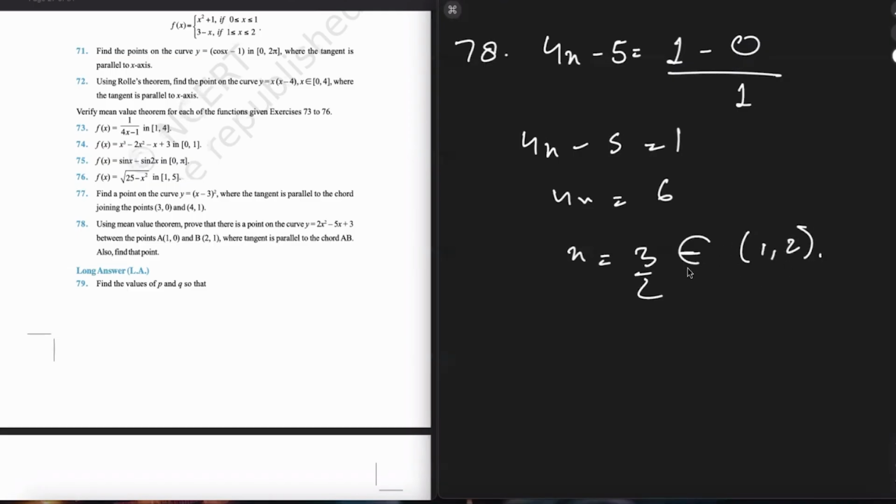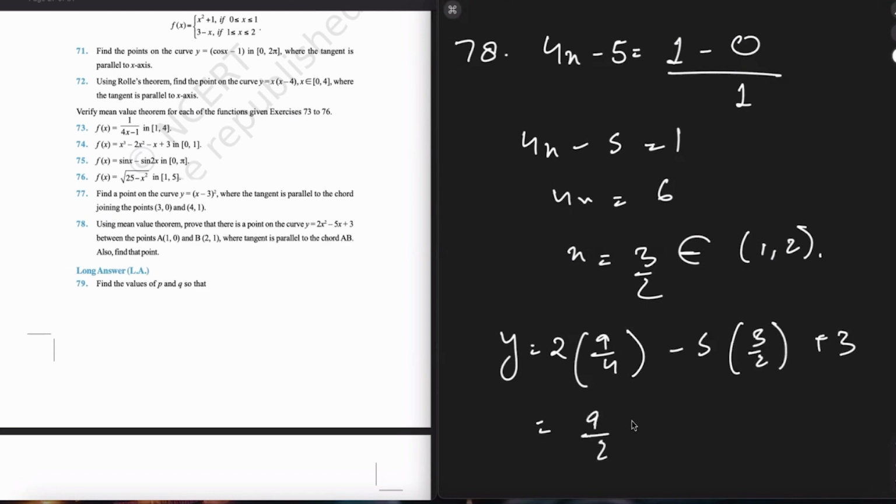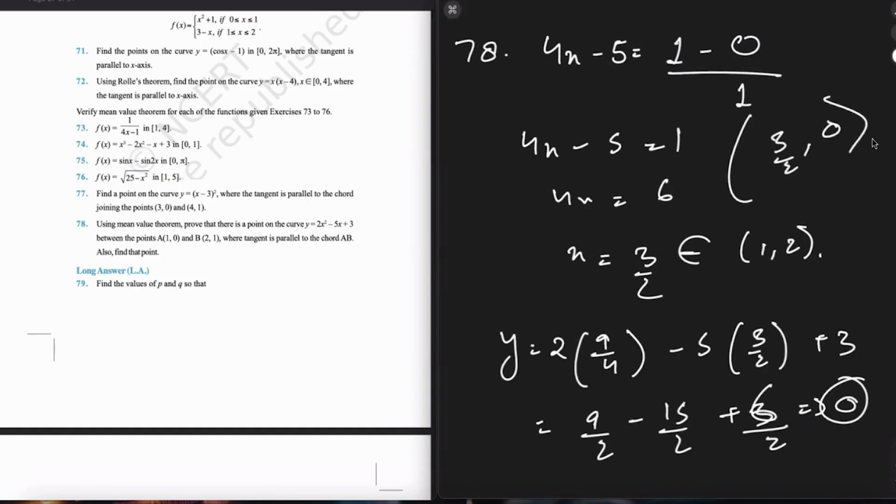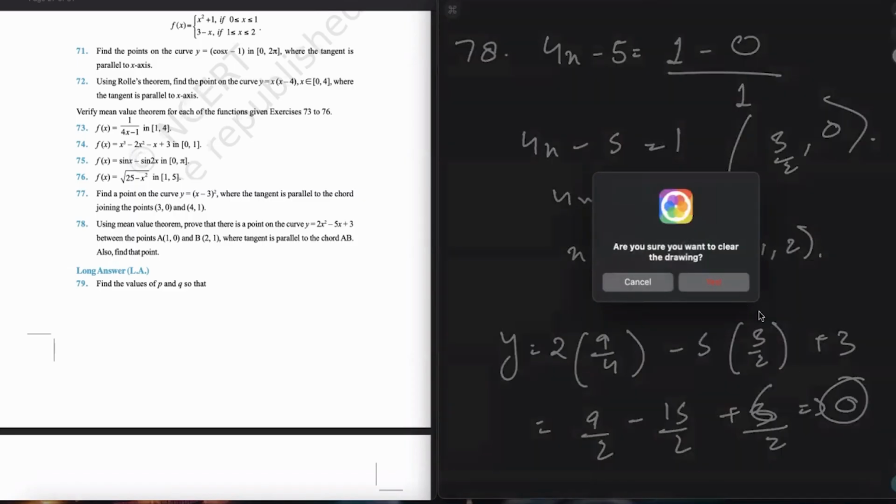ठीक है. So hence x is equals to 3/2 है, तो y की वैल्यू उस पे निकाल लेंगे. And question number 78 था y equal to 2(9/4) minus 5(3/2) plus 3. तो 9/2 minus 15/2 plus 3. तो ये हो जाएगा 0. तो x की वैल्यू कितनी थी? 3/2. 3/2 y की वैल्यू 0 पे जो कंडीशन है वो सेटिस्फाई होगी.